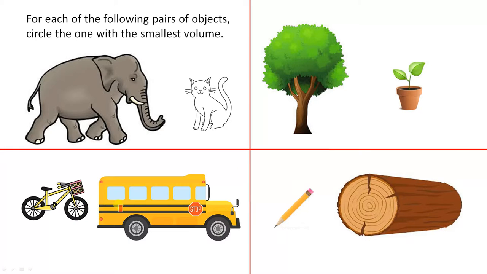Here we have the bike and the bus. We're looking for the smallest volume. Here we have the tree and the plant, and here we have the pencil and the piece of timber, or the log. So in each of those cases, you circle the one which has the smaller volume.